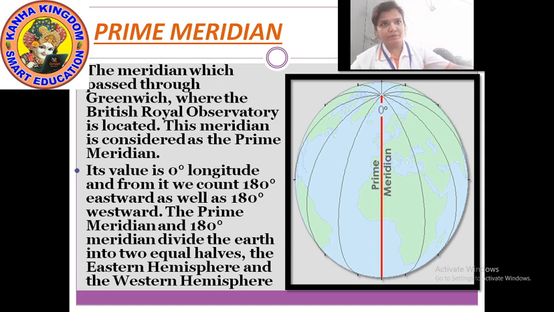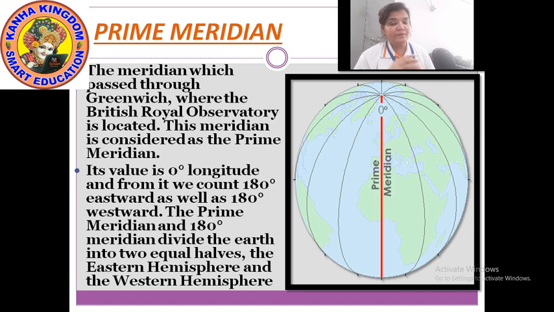Now the prime meridian. Look at the picture. In the last picture, I had shown you both the lines. One was the equator and the other was the prime meridian. But looking at this picture, it would be easy. Right? The red line moving from the north pole to south pole. This is the prime meridian, which divides the earth into again two halves, Eastern Hemisphere and Western Hemisphere.